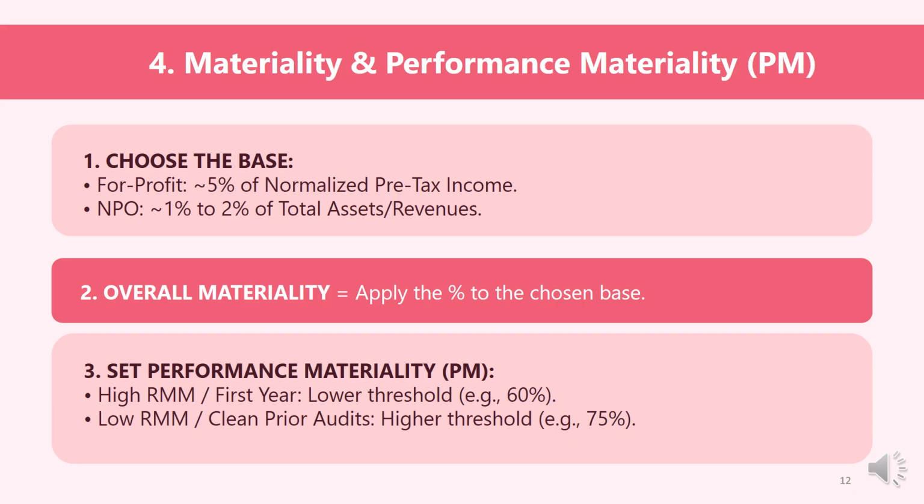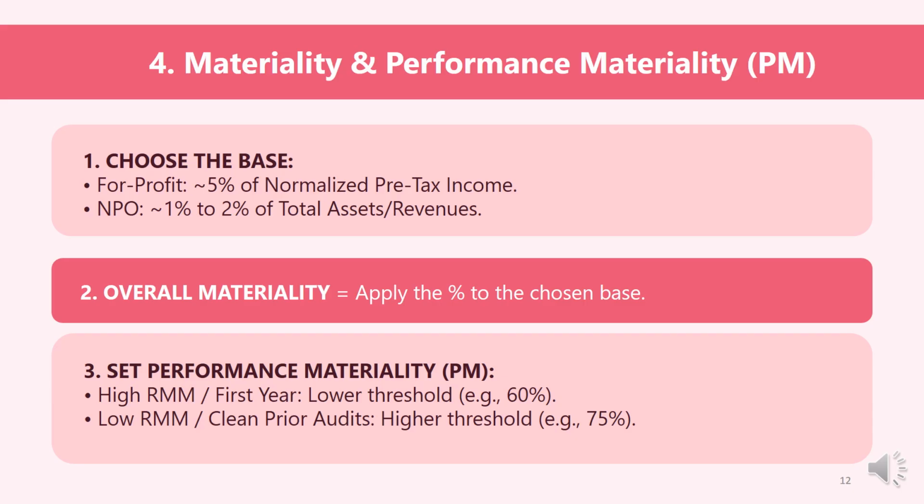Our final step is calculating materiality and performance materiality. First, choose your base. For for-profit companies, use roughly 5% of normalized pre-tax income. For not-for-profits or asset-heavy entities, just use 1 to 2% of total assets or revenue. Then apply that percentage to calculate overall materiality.